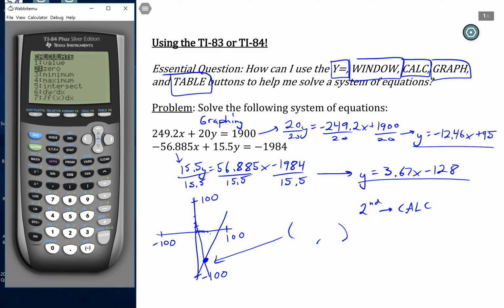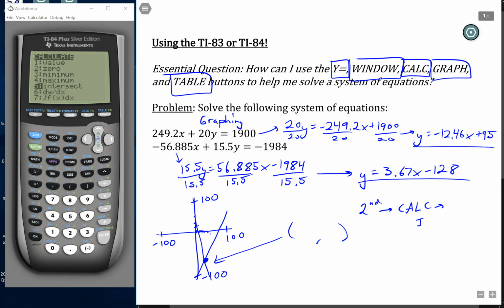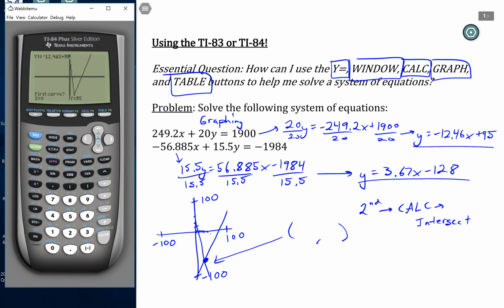We have value, we have zero, which we're going to use later on in the year. Minimum, maximum, we're also going to use later on in the year. But the function that I'm interested in right now is intersect, because obviously intersect is going to give us the intersection between two lines. So second calc, and then I'll hit intersect. Now intersect is going to do something, but I actually need to help out the calculator. Right now the calculator says first curve, and if I arrow to the right or left, you notice that the cursor stays right along that first line.